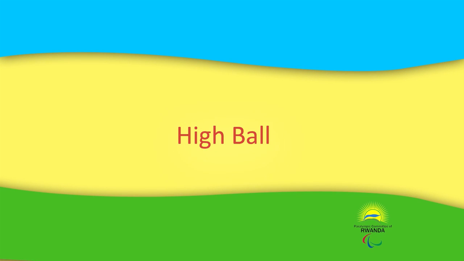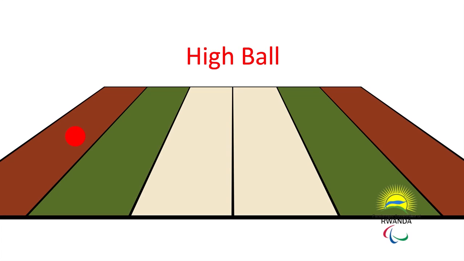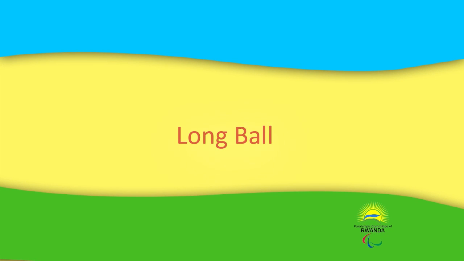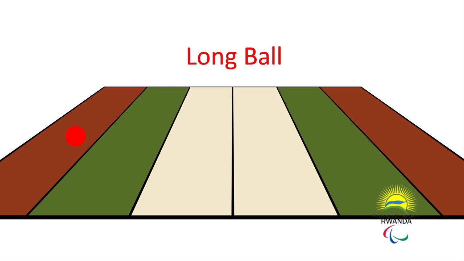High ball. After throw, the ball must touch the floor at least once in the team area or landing area of the throwing team. If not, the throw counts but cannot score. Long ball. The ball must touch the floor at least once in the neutral area. If not, the throw counts but cannot score.